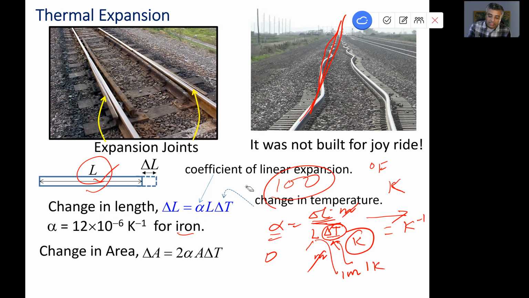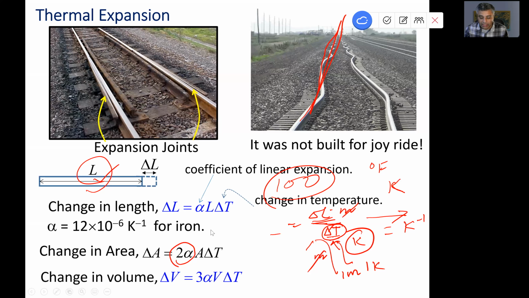Now, since length is changing, the area is also going to change. Since area depends on length times length, or length times width, what happens? It picks up 2 times that alpha. And similarly, if we talk in terms of volume, then it's going to be 3 times alpha, okay? Because volume is the product of 3 side lengths. So we can write it like that. And sometimes this is also written as beta, okay? But anyway, we're just going to be using this here.